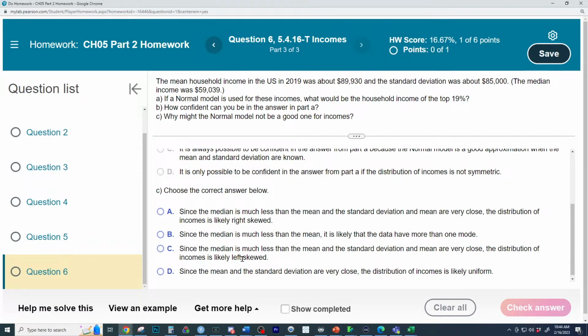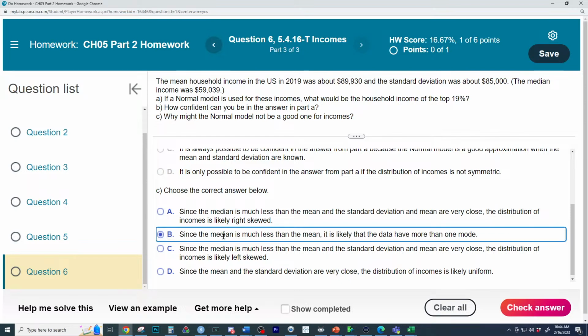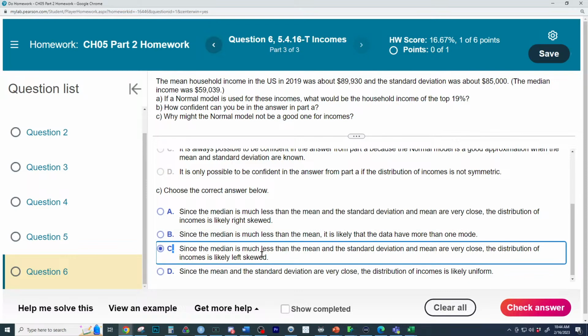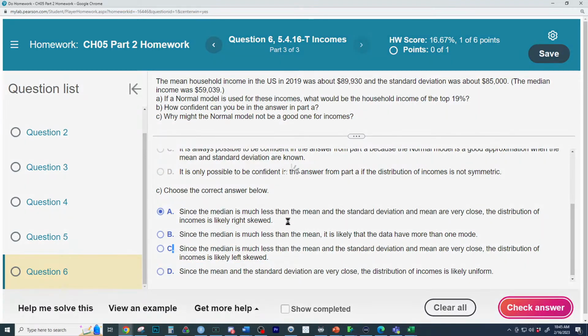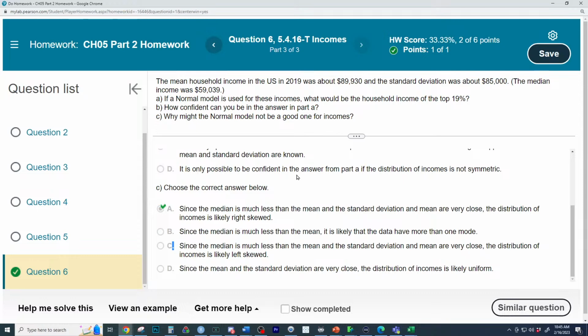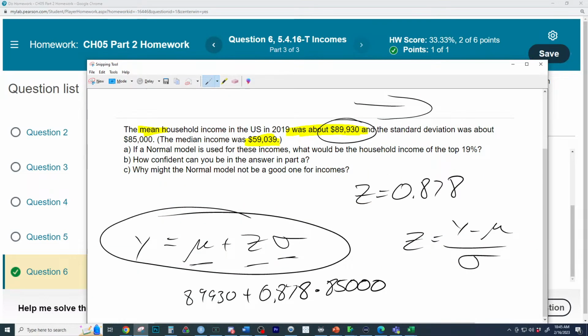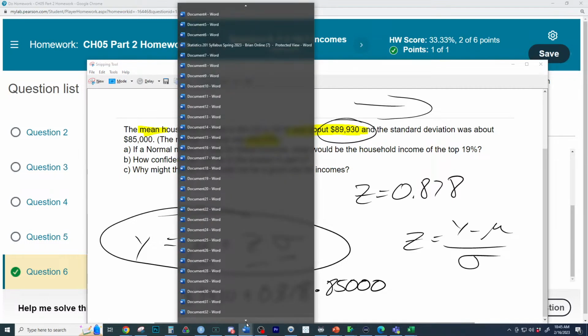Mm-hmm. And right here, since the median is much less, no, in standard deviation, I don't care about that much. Since the median is much less than the mean, and the standard deviation and the mean are very close together, well, it's right skewed. There we go. I guess you could also look at other metrics, but the big thing to me is that if your mean is higher than your median by a large amount, and you could look at the standard deviation to consider that a large amount, like that is about half a standard deviation. So you're seeing a big kind of right skew to this data.